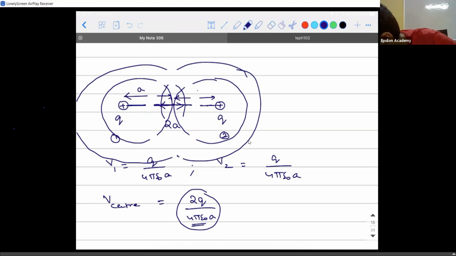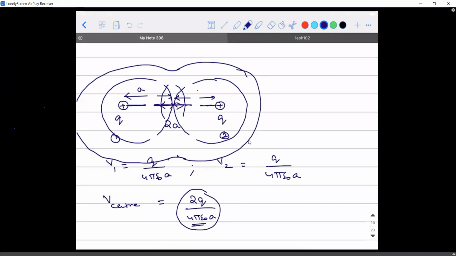And that is the reason why it looks like this. Whereas for a dipole, what happens? Revisit the equipotential surface concept. Whereas for a dipole, exactly at the center, there is no potential. That is the reason why they are not touching.